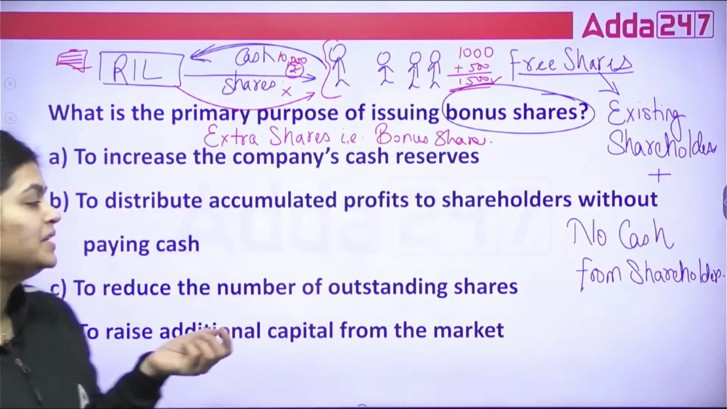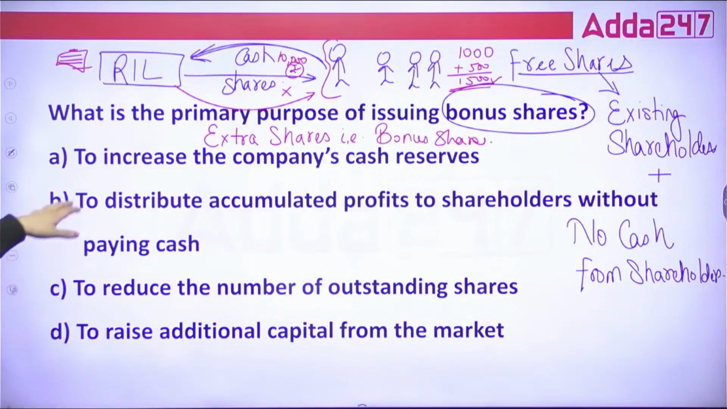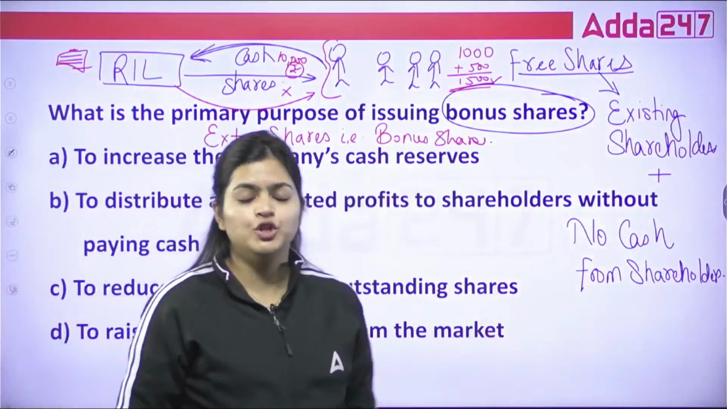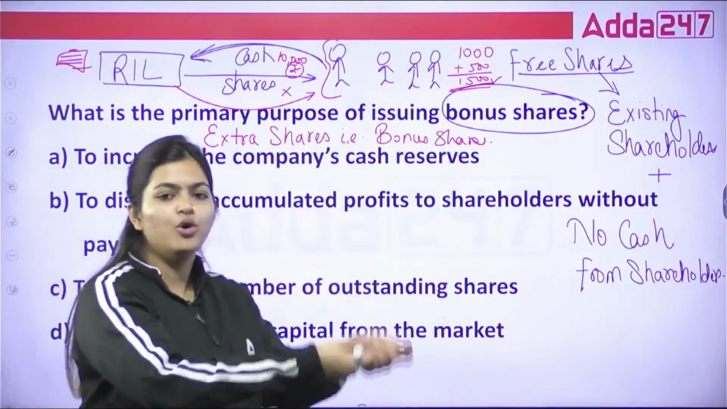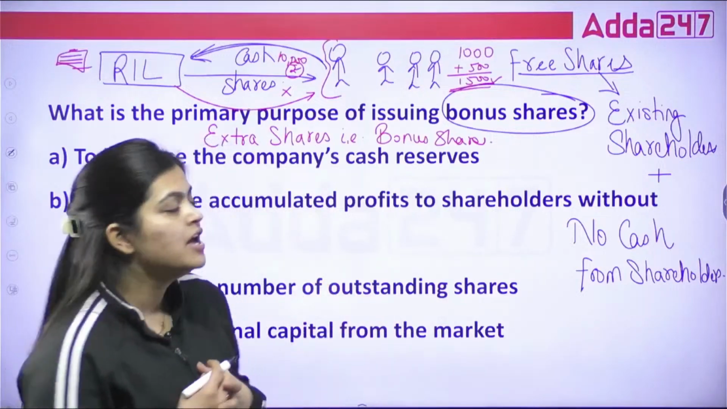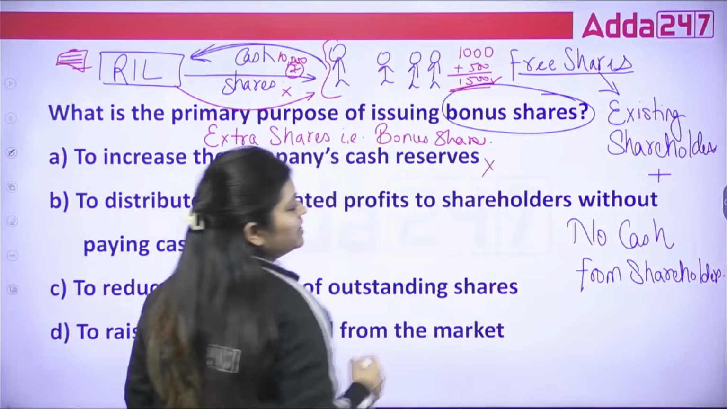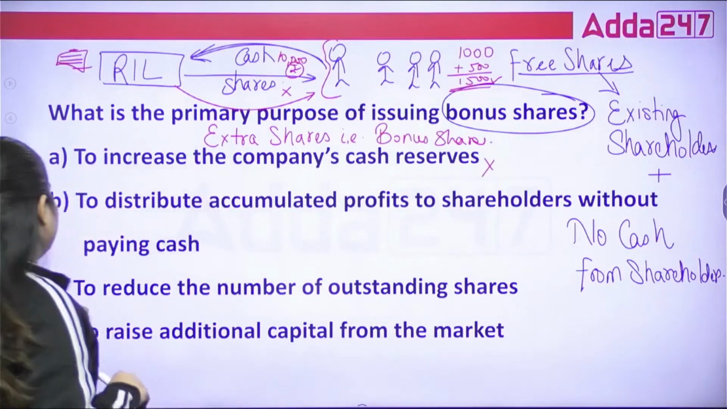As per this, what is the primary purpose? To increase the company's cash reserve? No. When companies are using their own funds, how will that increase their reserve? So the first statement is totally wrong.